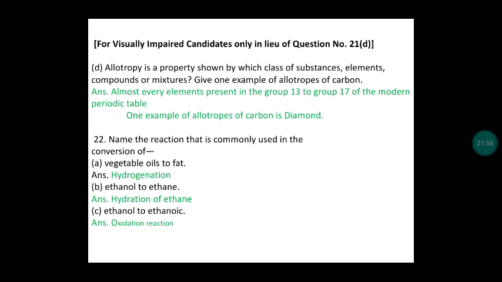Name the reaction that is commonly used in conversion of vegetable oil to fat. That will be hydrogenation. Ethanol to ethene, that will be dehydration. Next, ethanol to ethanoic acid, that will be oxidation reaction.